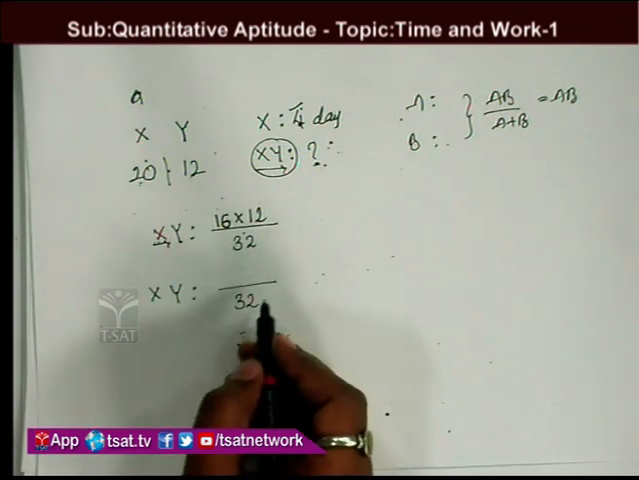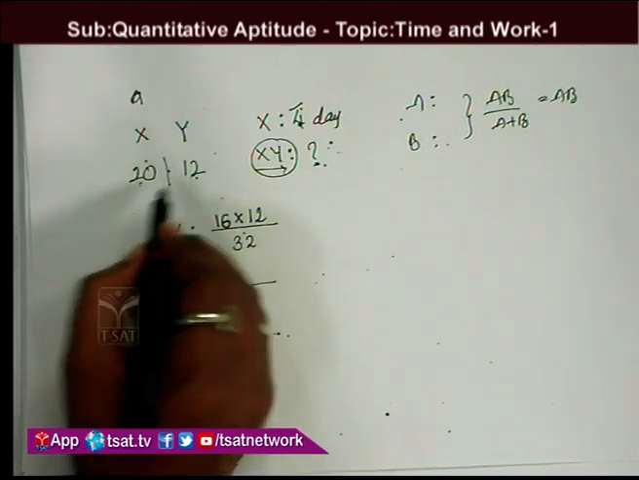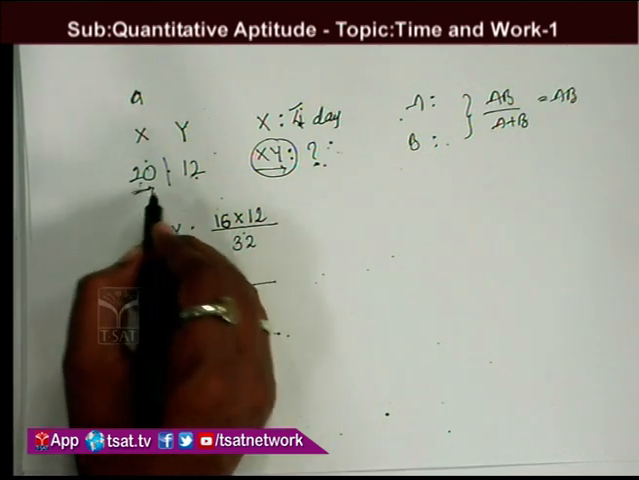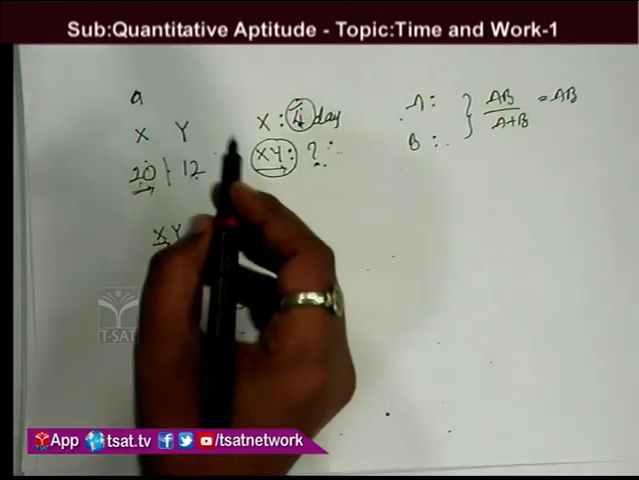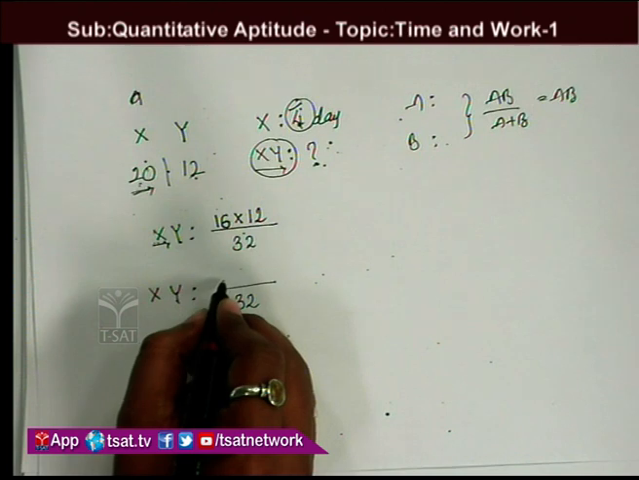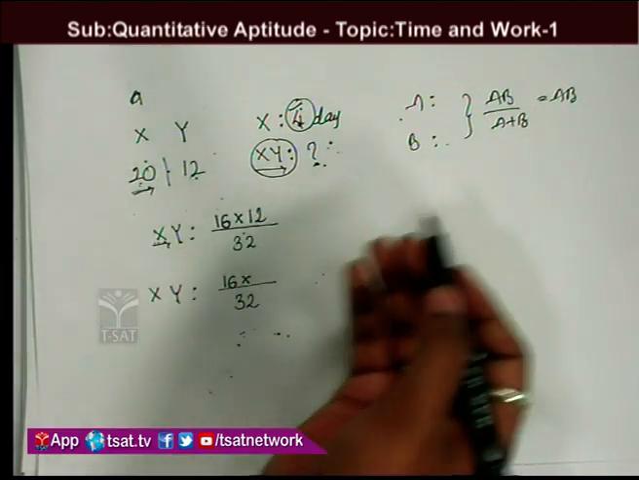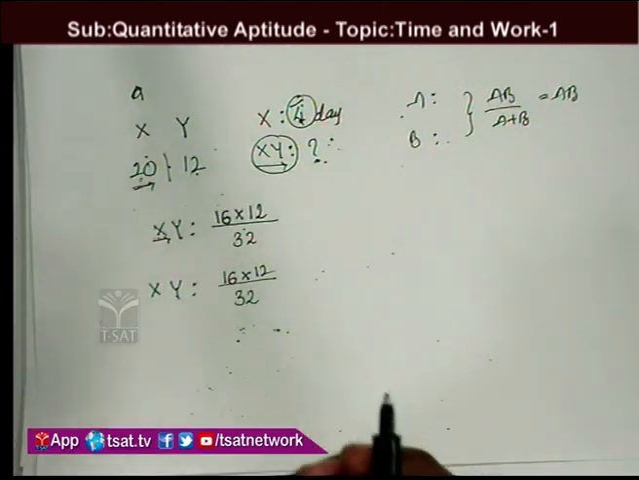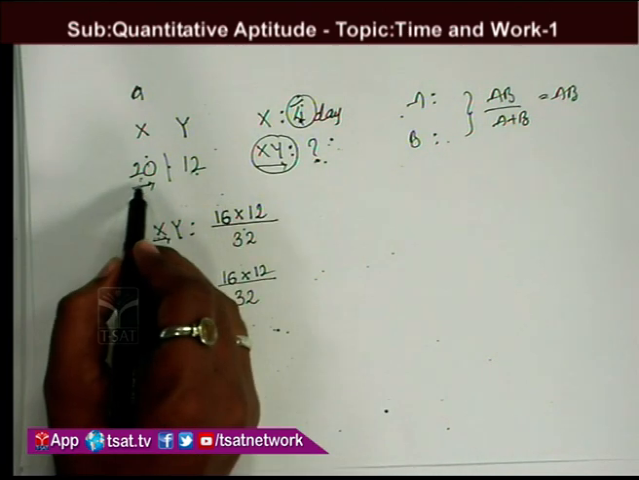But in the numerator we take x and y together, that means x into y value. So, 20 into 12 actually, but x has already worked alone for 4 days. So, you remove the 4 from the 20. So, 20 minus 4, that is 16, into y. Y is not working alone, it only joins with the x. So, y is 12. Who is working alone, you remove the days of work from the value.